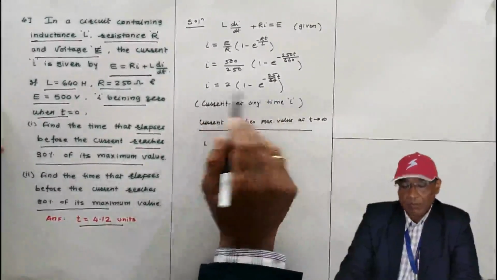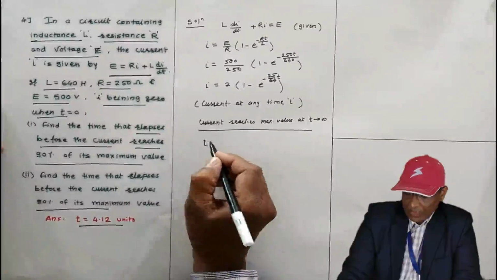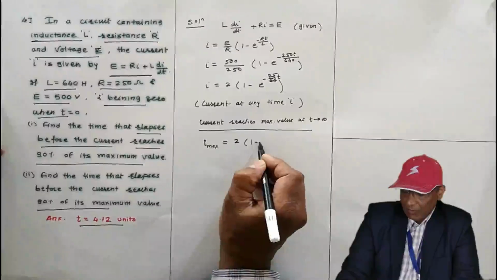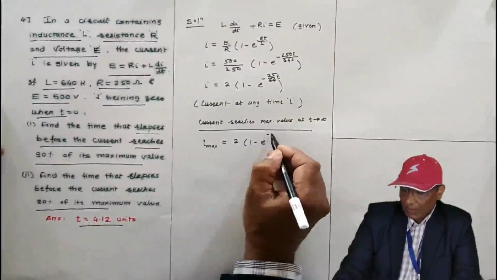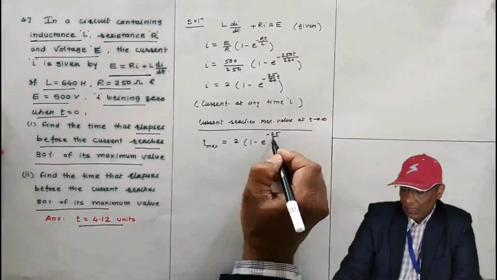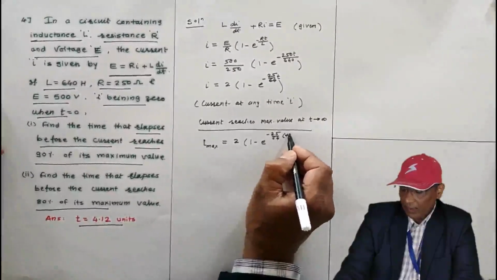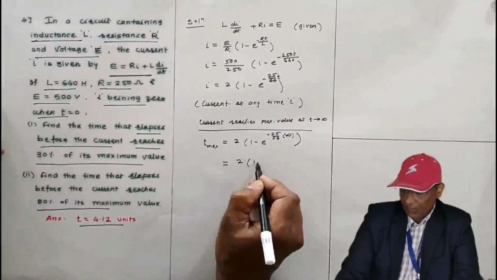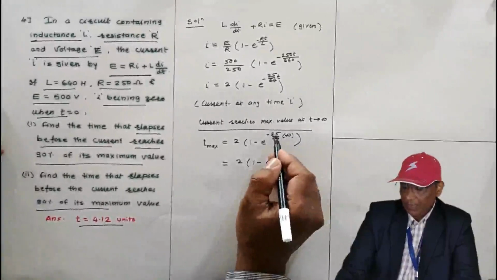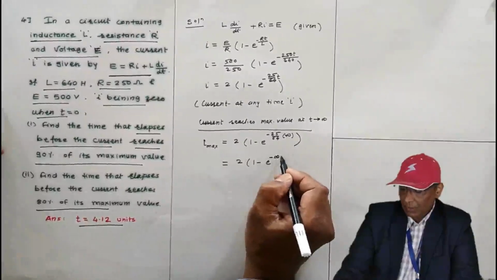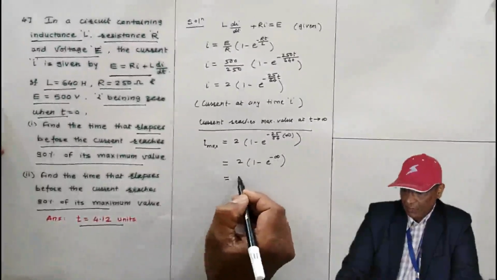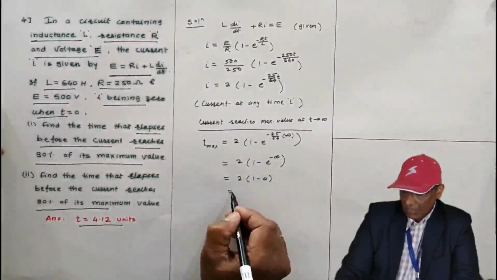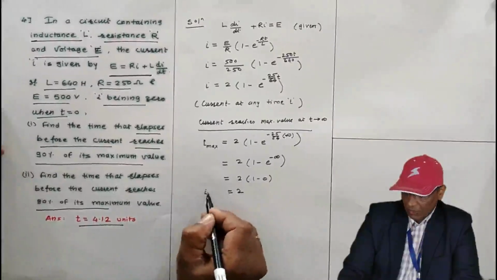So this is the general current at any time t in the circuit, but I want the maximum value of the current, which I am writing as Imax. This maximum value of the current we get for t equal to infinity. Then infinity multiplied by this will be infinity again. And e to the power minus infinity is 0. And the maximum value of the current is 2.